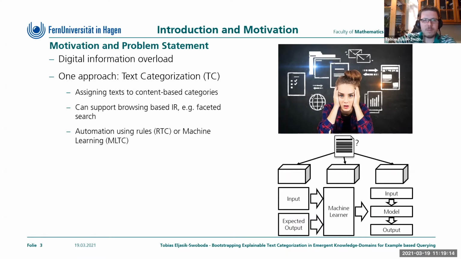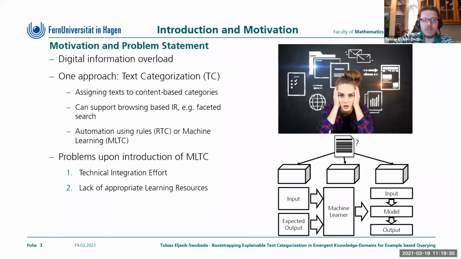And it sounds simple, but there are several problems upon the introduction of machine learning based text categorization. The first field is a high technical integration effort. The methods and frameworks are far from trivial, and you have to know how to use them, and not every programmer can do so. The second issue is the lack of appropriate learning resources. In this context, learning resources are the labeled input-output pairs, as well as other resources like dictionaries or ontologies, which is especially tricky for highly detailed domain knowledge.